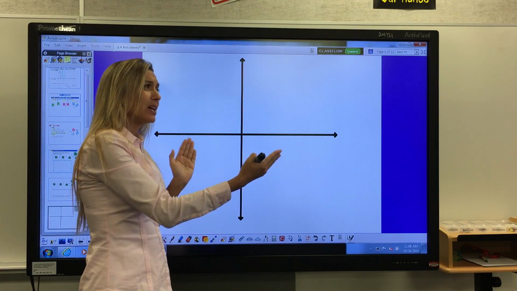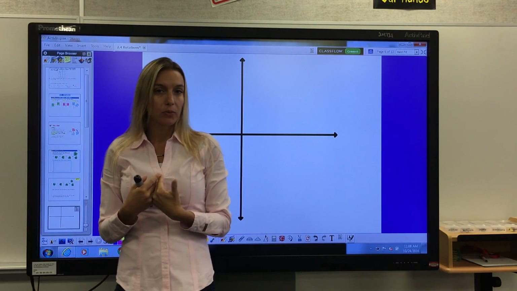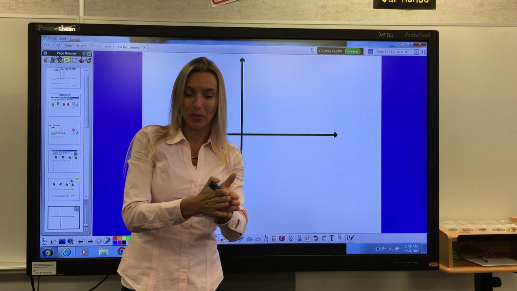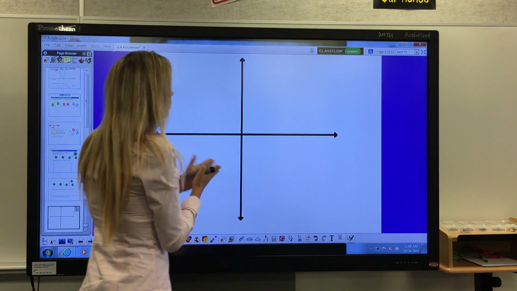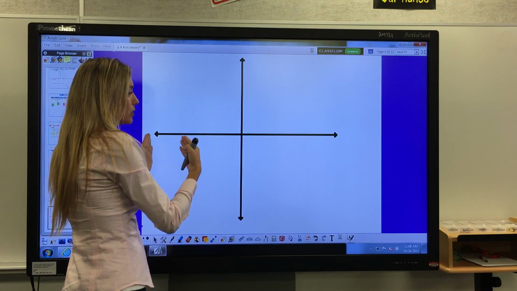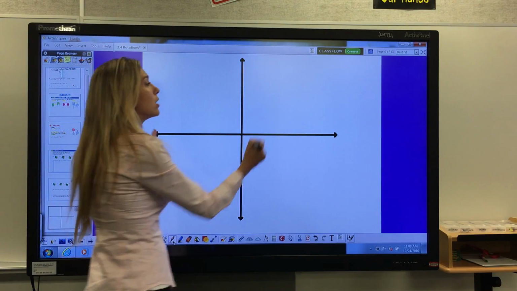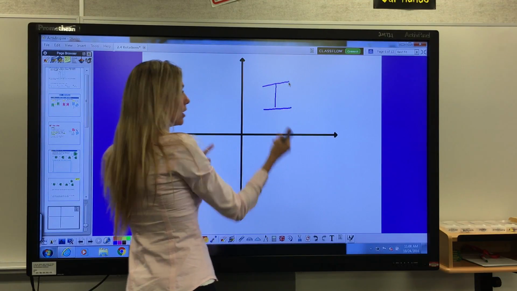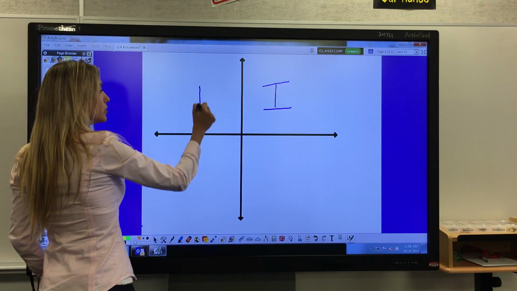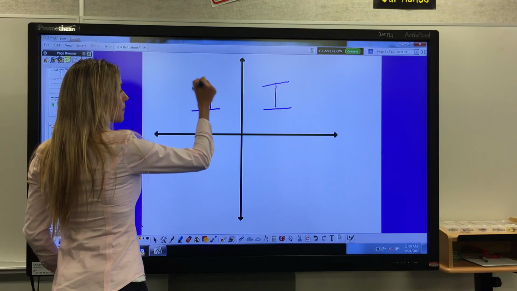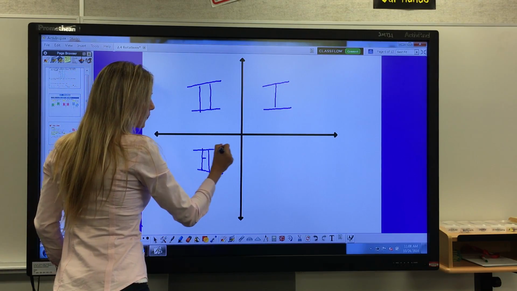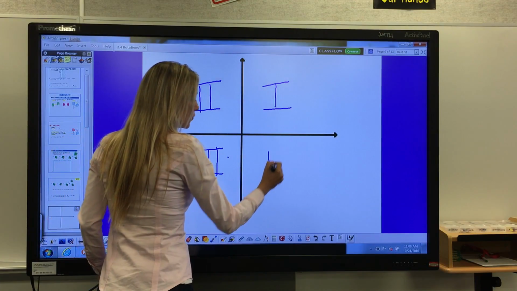I will try to make it as easy as possible, so please pay really, really close attention, okay? A coordinate plane has 4 quadrants. They're named accordingly: quadrant number 1, then here is 2, then we have quadrant number 3, and finally we have quadrant 4.